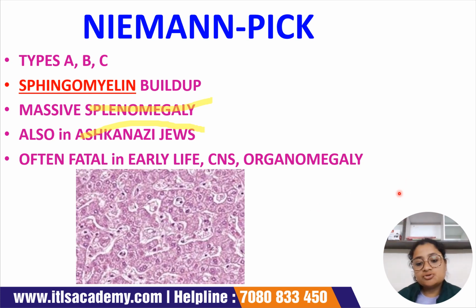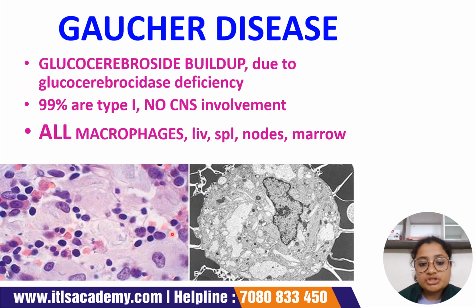and also it will lead to organomegaly. Organomegaly means generalized enlargement of the organs. Not only the spleen, but other organs can also be enlarged. And again over here I have given the microscopic view of the histopathological staining. Moving forward to Gaucher's disease.